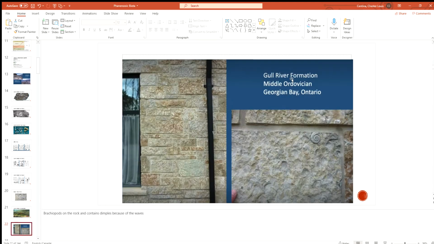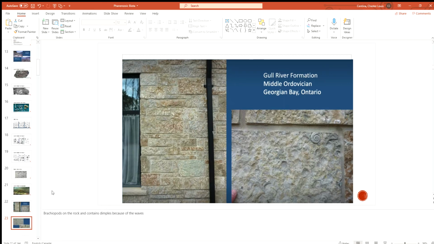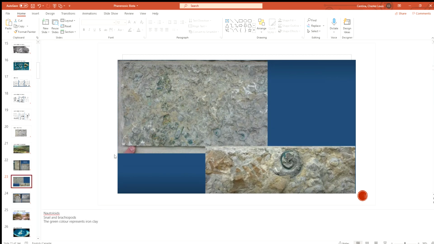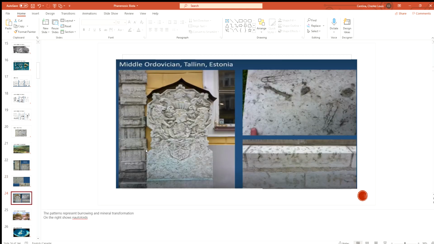So this is the Gull River Formation, Middle Ordovician. These dimples represent the waves, and this is a brachiopod on the rock. Simple. Okay, here's another one. There's a nautiloid here, a brachiopod, and snails. The green color represents the iron that's in the clay. Don't confuse it with the red one. It's totally different. Okay, next.